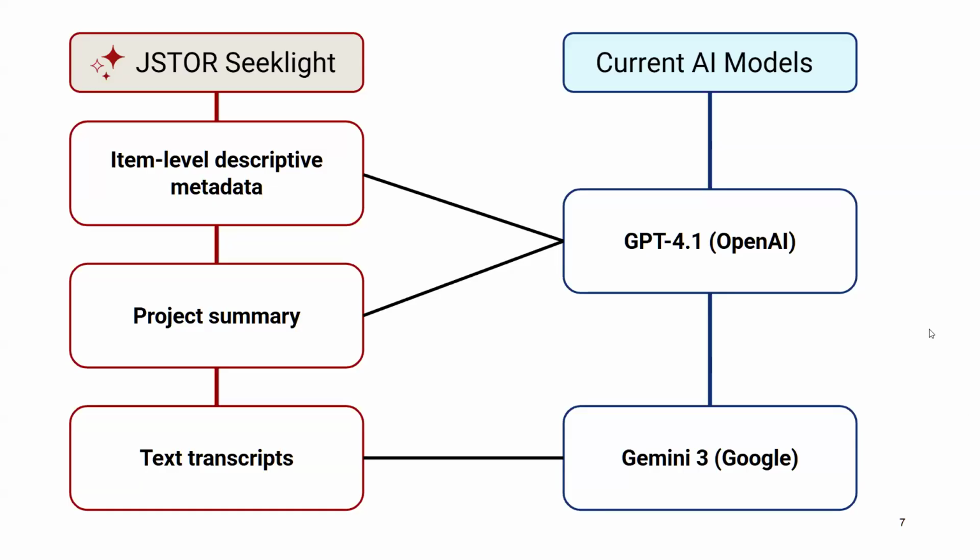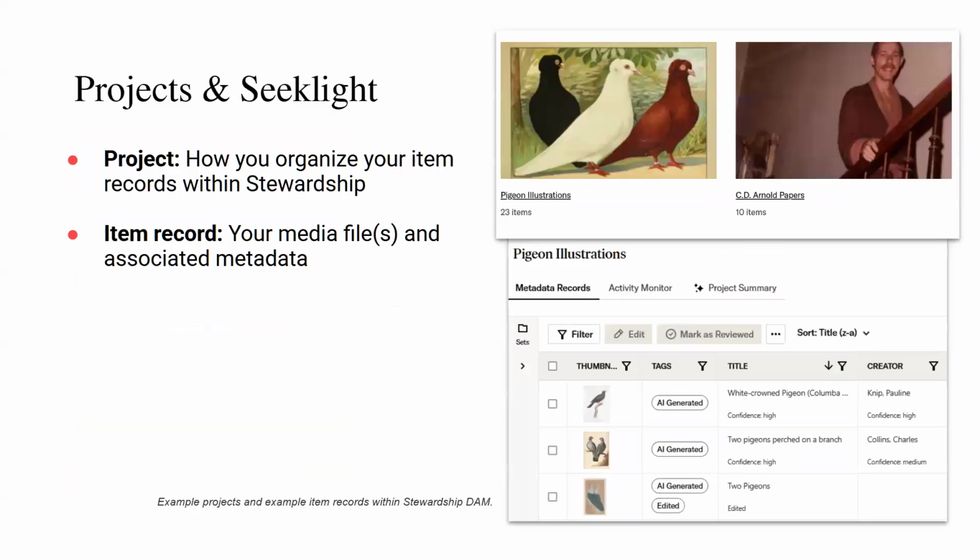Now, as I mentioned, Seeklight is built into JSTOR Stewardship. So any item you upload into Stewardship, whether it is through Seeklight or not, is stored in what we call a project. So your projects are how you organize your item records in Stewardship. And those item records are media files and metadata associated with those files. So the project is where you control what happens to those item records, whether that's editing and reviewing, exporting, publishing them, or preserving them.